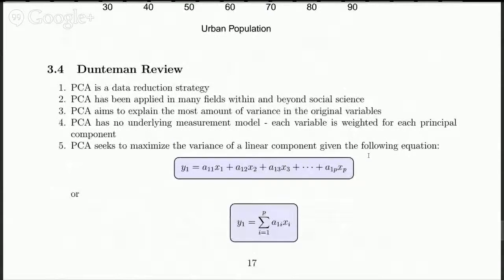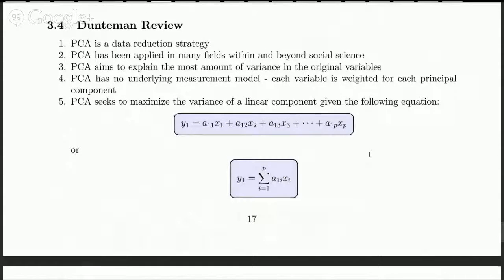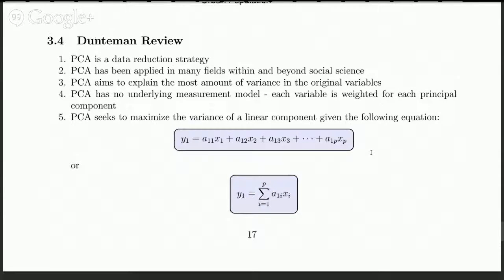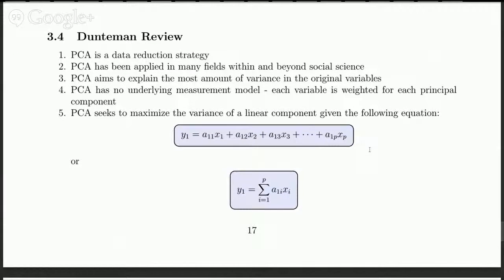Okay, so let's take a look at Dunteman again. We're coming full circle. We reviewed Dunteman the first half, and now this is the second half. And I want to give you some of the details of this. So first, PCA is a data reduction strategy. We use PCA just like we use any other scoring method to reduce lots of variables into fewer ones.